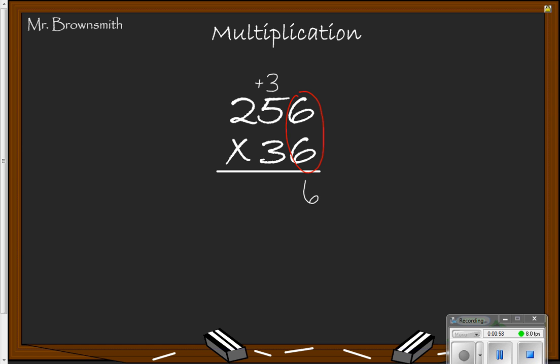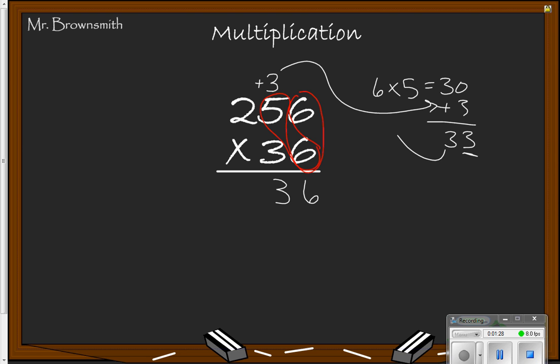So now that we have done 6 times 6, we've done the ones place, now we're going to go 6 times 5 right here, and if we multiply 6 times 5, we get 30, right? But now we're going to add that 3 right here onto that. And if we do that, then we get 33. So now I'm going to take the 3 from 33, and I'm going to put it right here, and then this 3 is going to go up here on the top. And it will be added in the next one.